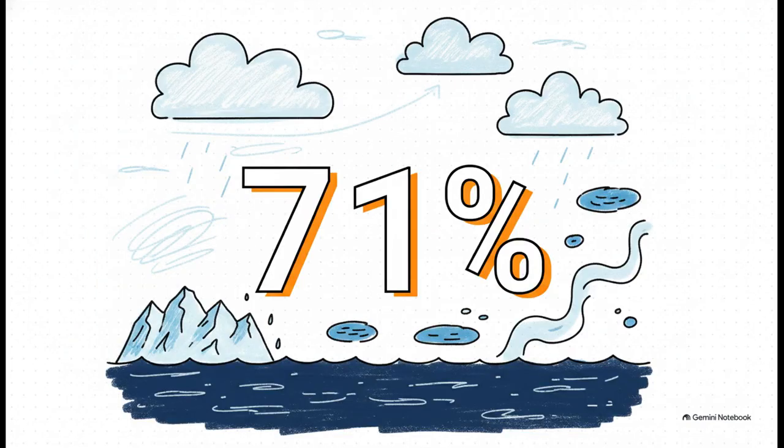Now let's bring it from the sky down to the surface, 71%. That massive number represents exactly how much of the Earth's surface is covered by the hydrosphere. We're talking oceans, lakes, rivers, glaciers, groundwater, and even the water vapor in the air.